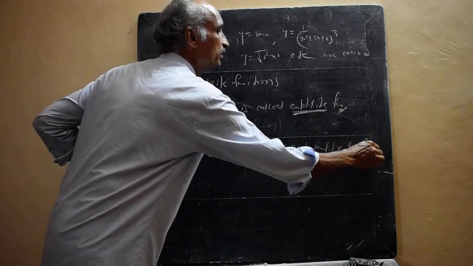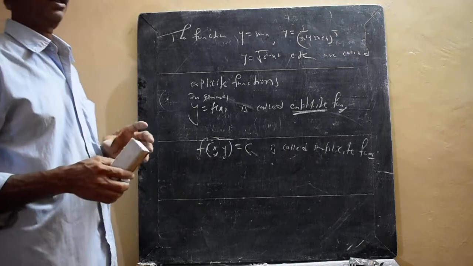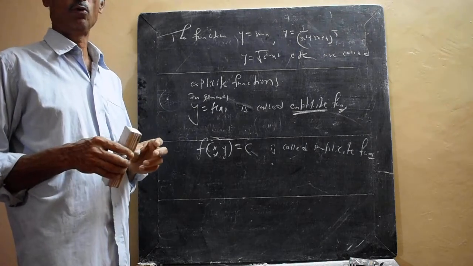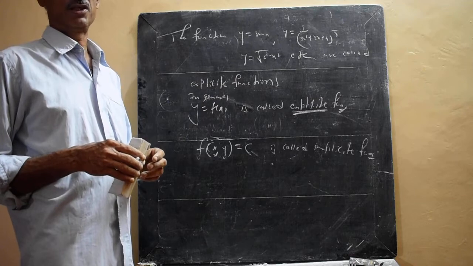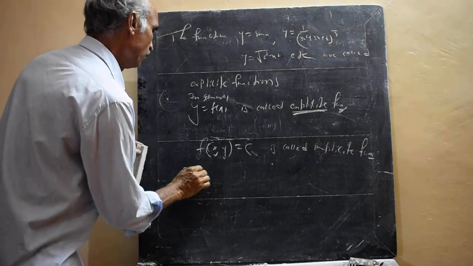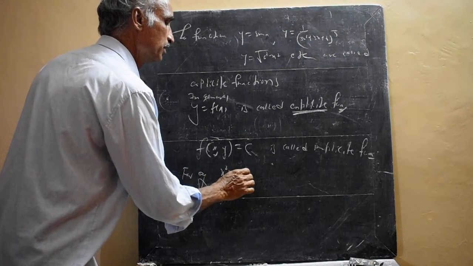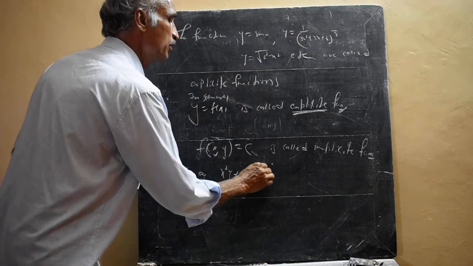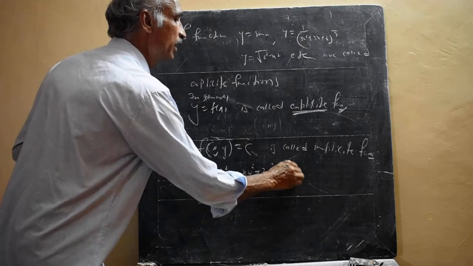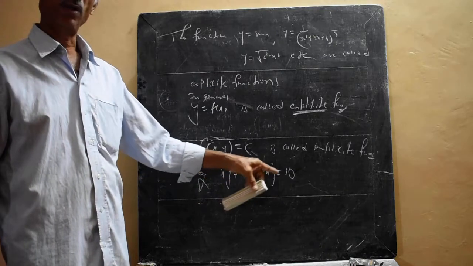Implicit function. In the simple way, if x and y in an equation are together, not expressed separately, they are called implicit functions. For example, x square y plus xy square plus 3xy is equal to 10. Look at x and y there, x and y there, x and y there.